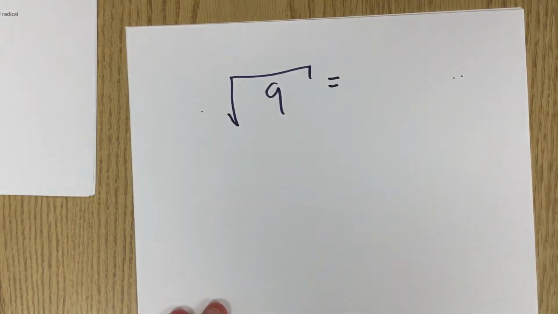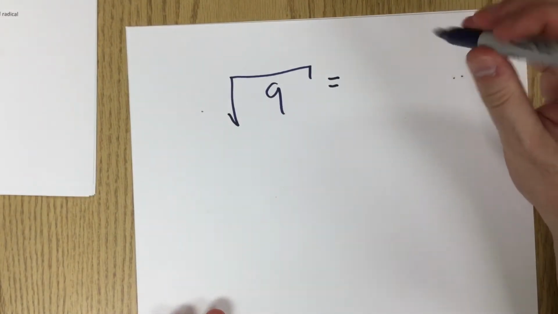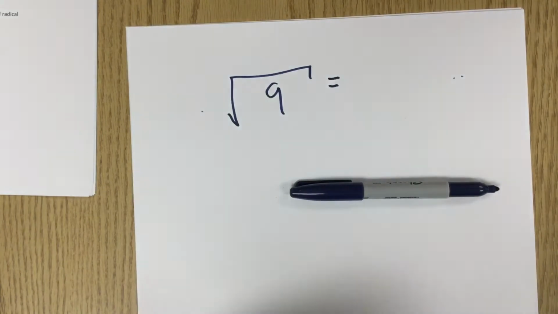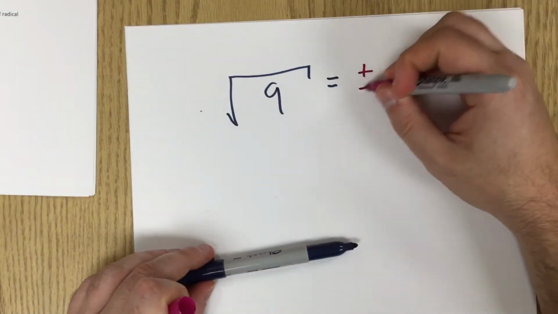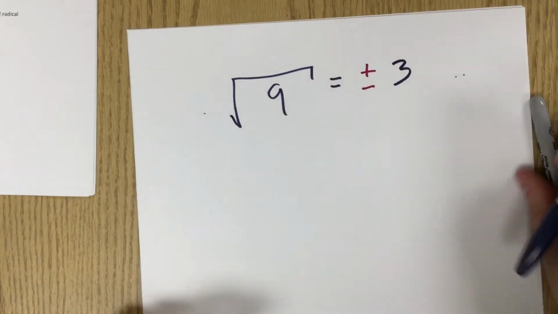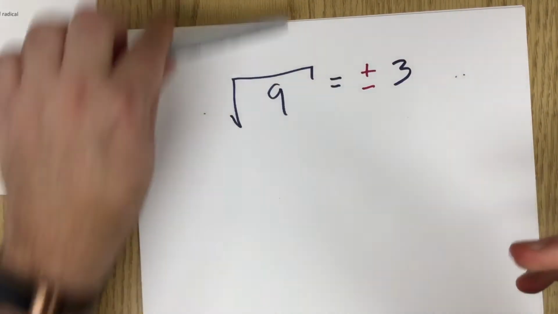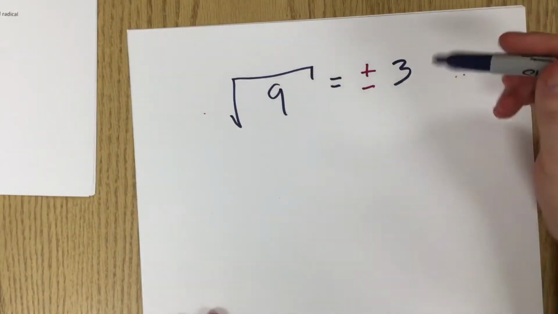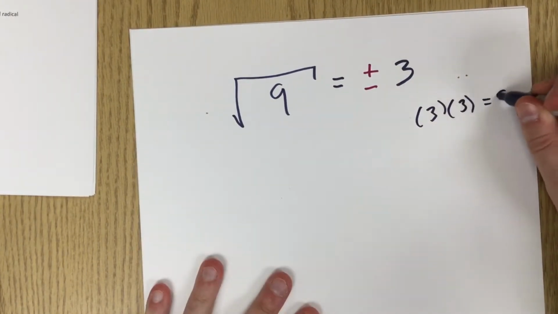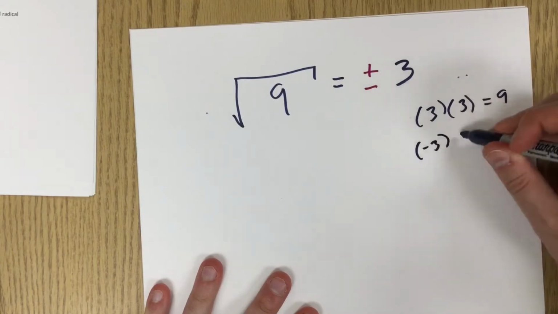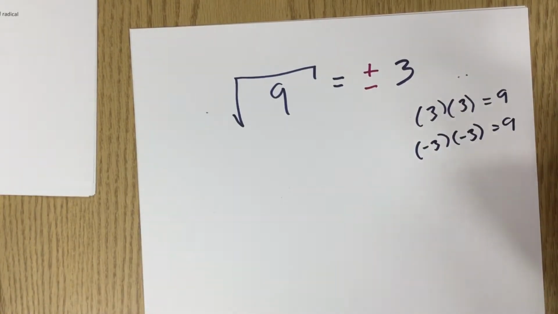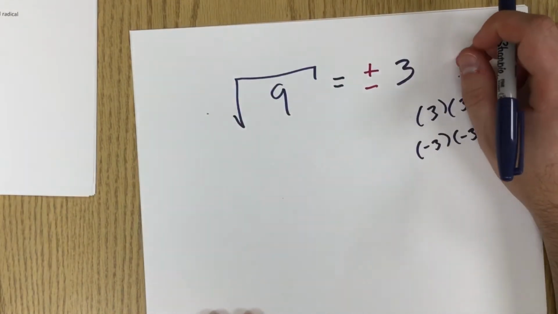3. Now, technically, as you may or may not have learned previously, it's really plus or minus 3, because square root means what multiplied by itself gives you 9. 3 times 3 is 9, but also negative 3 times negative 3 is also 9. So both of those are acceptable roots of 9.